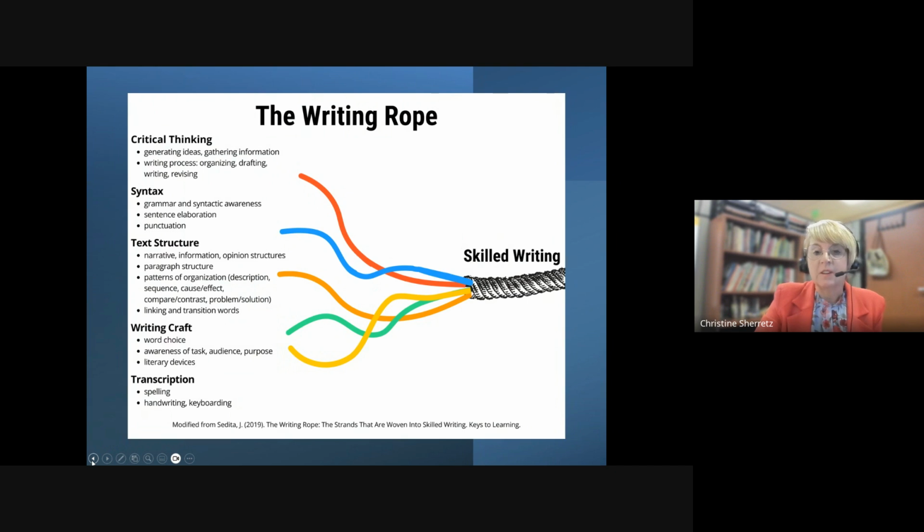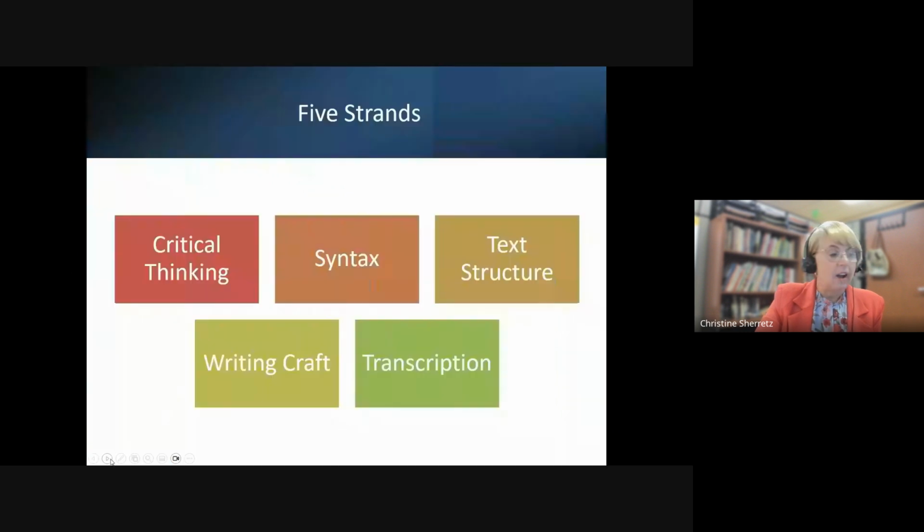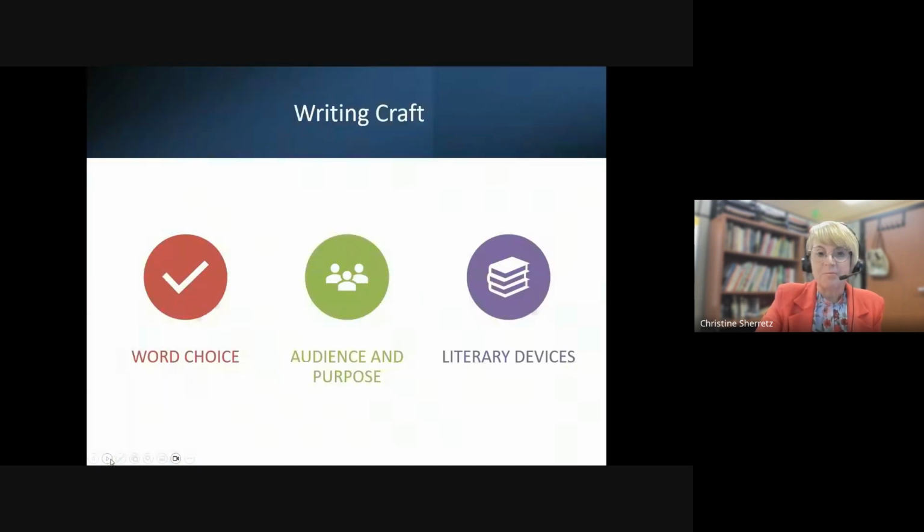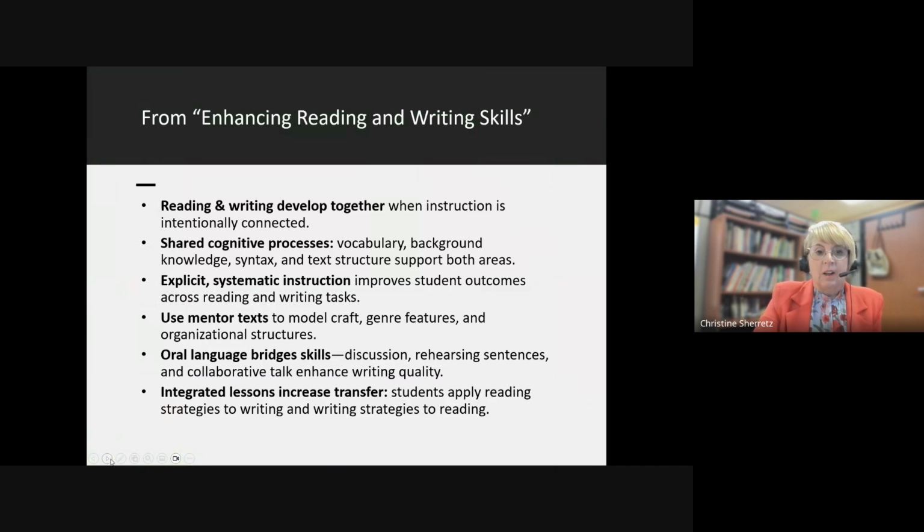And to have a skilled writer, they need to be able to address critical thinking, have correct syntax, text structure, writing craft, and lastly, transcription. So in this module, besides an article and a video about the writing rope, you have an article that's about enhancing reading and writing skills.